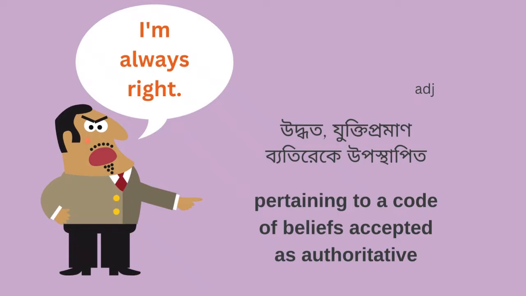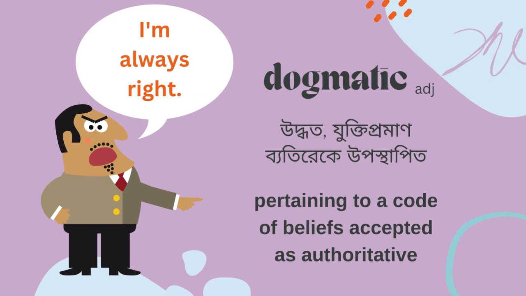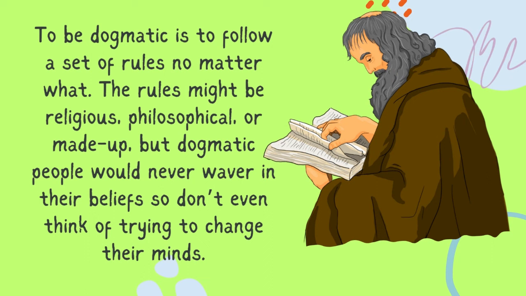Dogmatic. To be dogmatic is to follow a set of rules no matter what. The rules might be religious, philosophical, or made up, but dogmatic people would never waver in their beliefs, so don't even think of trying to change their minds.